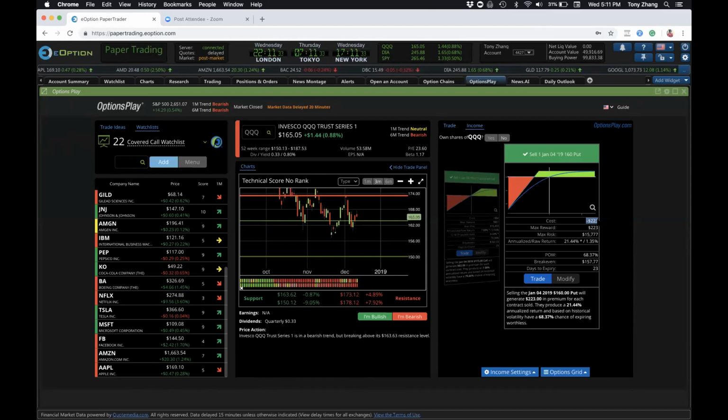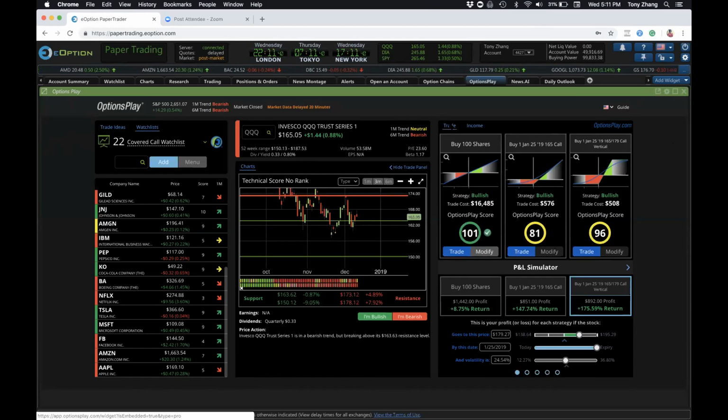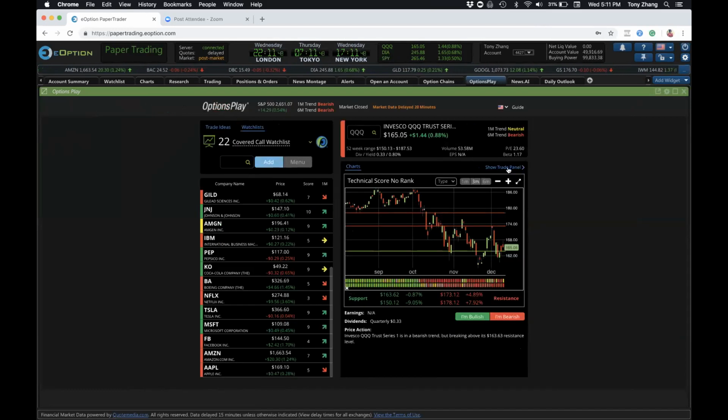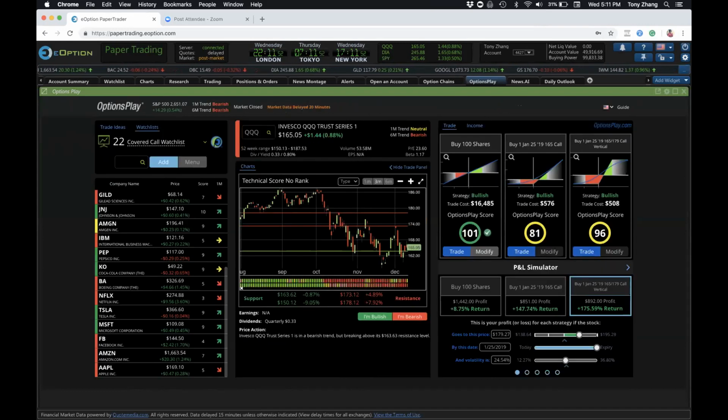Mike, on the real-time options play, can you show where the trade tab is located on the platform? I'm not sure what you're referring to. It doesn't matter whether you're on real-time or delayed. It's the same. The trade tab is right here. If you're seeing something like this, you can click on the show trade panel here on the upper right-hand corner of your chart to see the trading and income tab.